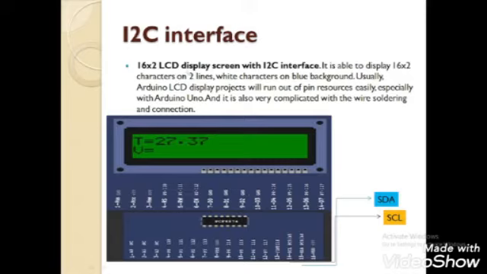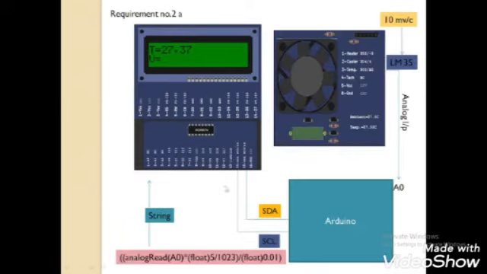This is a 16 into 2 LCD display screen with I2C interface. It is able to display 16 into 2 characters on 2 lines, white characters on a blue background, here it is green. Usually Arduino LCD display projects run out of pin resources easily, especially with the Arduino Uno, and it is also very complicated with wire soldering and connection. For that purpose, we are using the I2C interface, because we would run out of pins. SDA and SCL, that is serial data and serial clock, are the 2 pins which we are using.